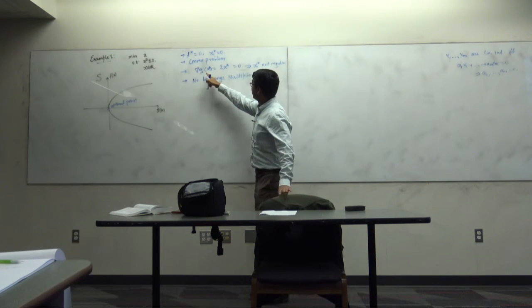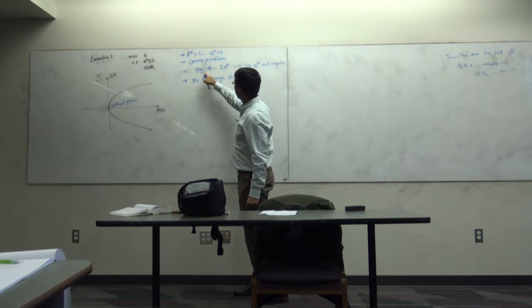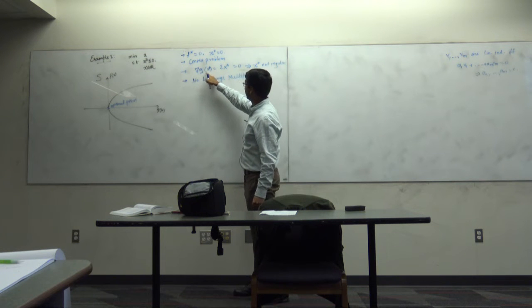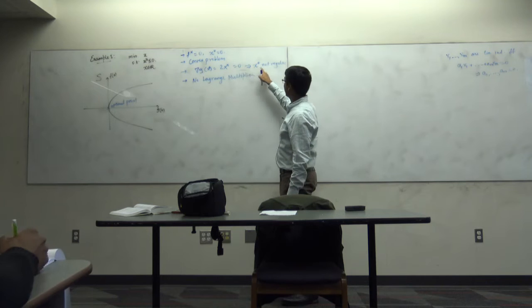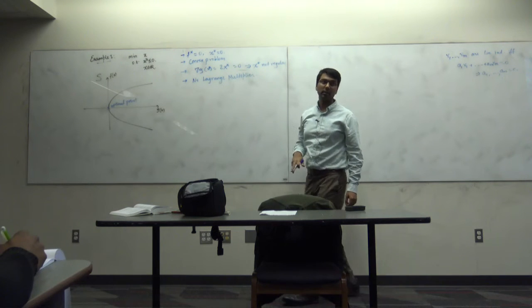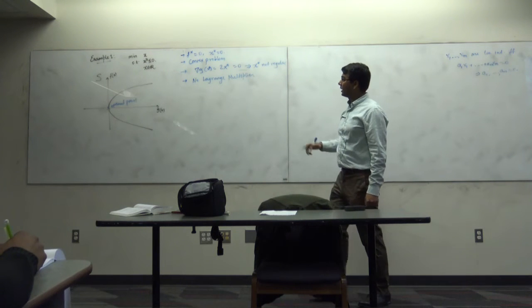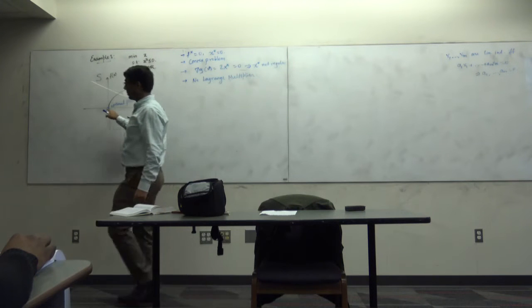Because this is an active constraint at x star, we need to consider the derivative of the inequality constraint, and that turns out to be equal to 0, therefore x star is not regular. Okay, there are no Lagrange multipliers. This is the optimal point.